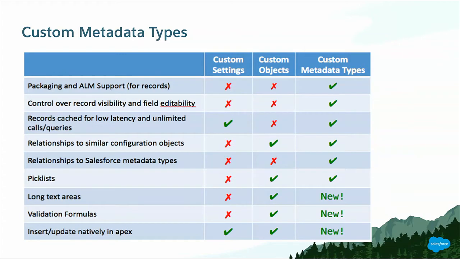Different types are there. You can have fields of type pick list, formula, long text area, and validation formulas, validation rules, etc. The last three have been added new in the winter release in 2017. The last item, insert update natively in Apex, which is referred to as custom metadata API. So now you can natively update your metadata using Apex without making any web service callouts.